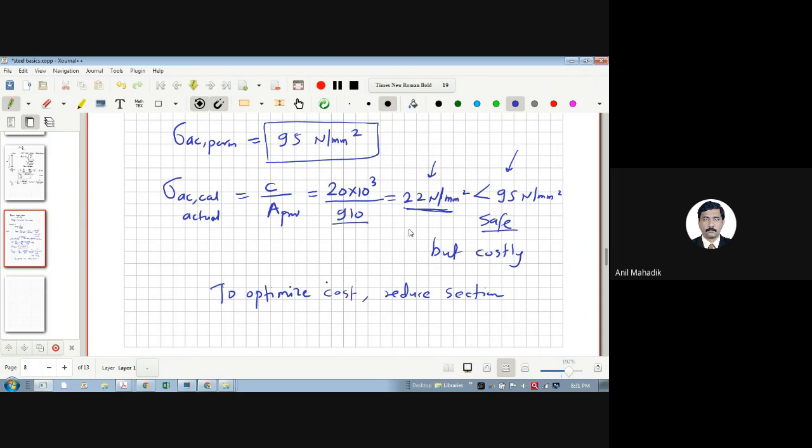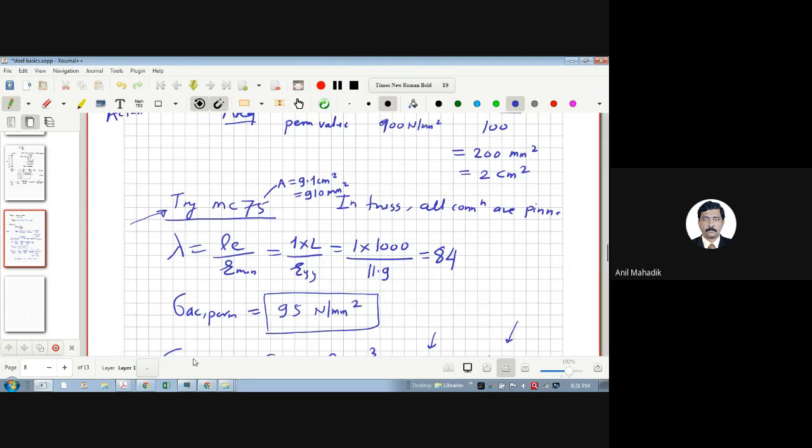So I hope all of you have got this compression member design. It's very simple, but very important. Sir, so this is the point where we decide whether we will go for angle or channel or square? Yes. So this is one of the points. If there is some issue like costing here, you can choose that.